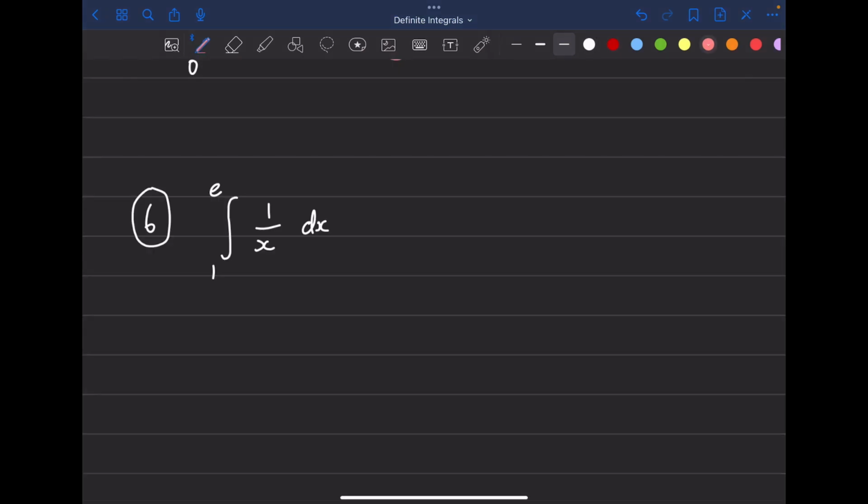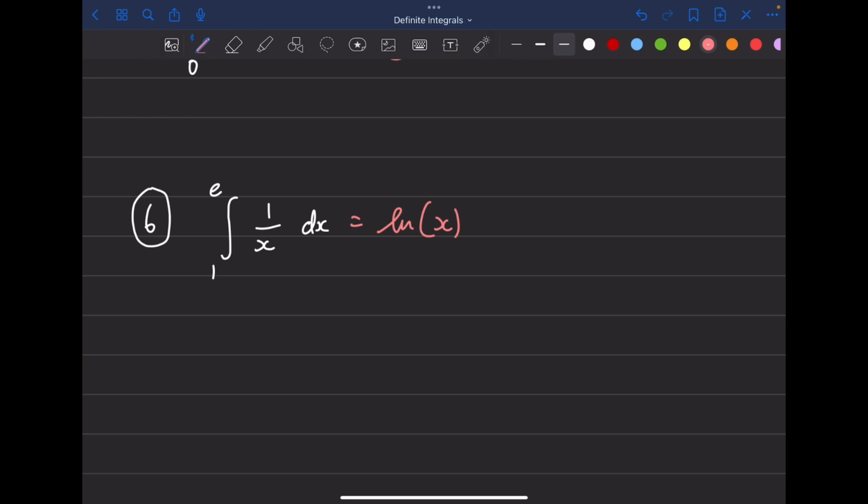Okay, question number 6. For this question, you have to memorize it once again. The integral of 1 over x is equal to ln x. There's no other way of knowing how to do this because you have to know that the derivative of ln x is 1 over x. So they're kind of vice versa, like I said. But once again, you have to memorize this. There's no other way around it, kind of like sine and cosine. The same exact thing happens here.